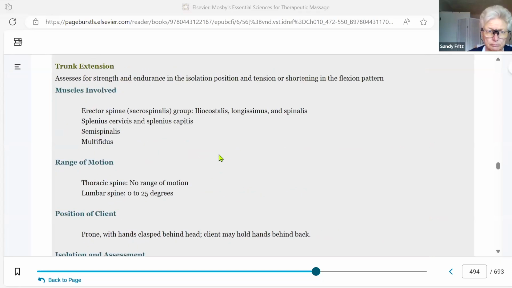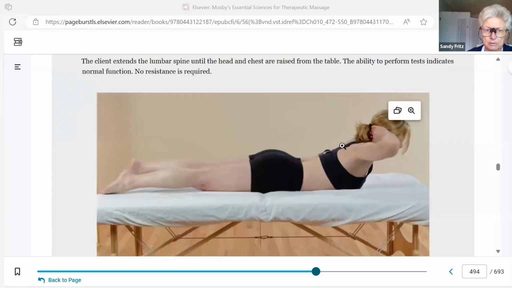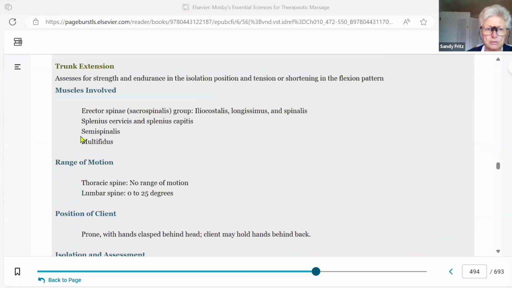Now, some of these are going to be more stabilizers. Some of them are going to be more like fixators. Some of them are going to be helpers, and they're going to be synergists. So if I put myself in this position, I can do this standing up. There's going to be activity of some type in this group of muscles to produce that movement.